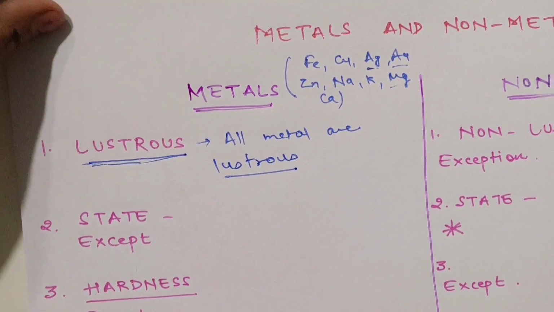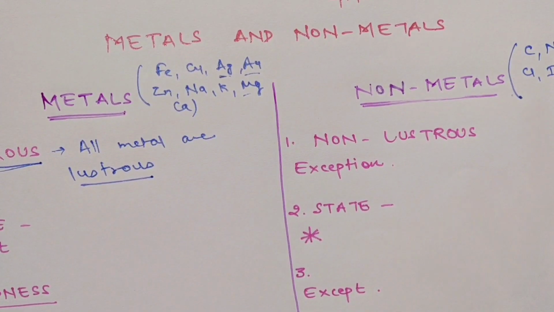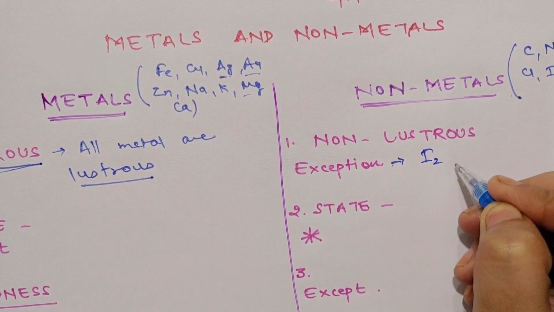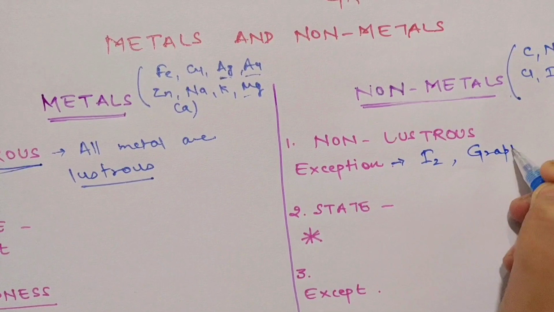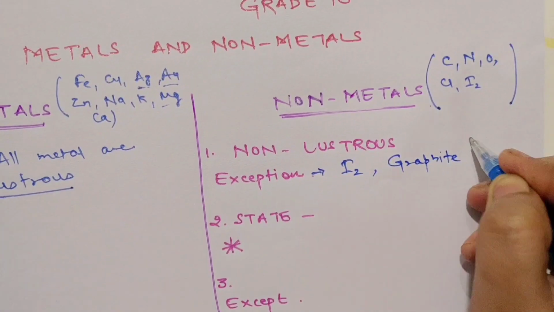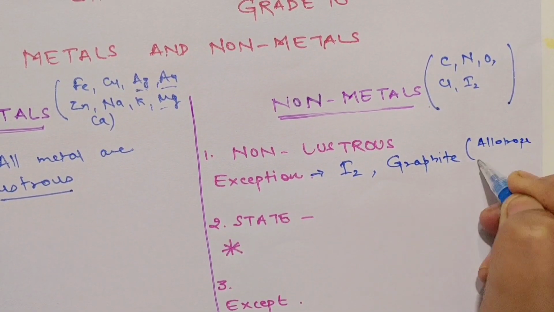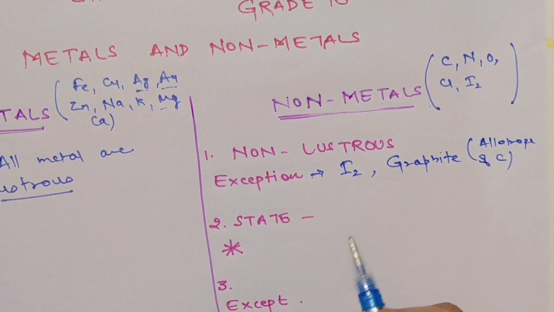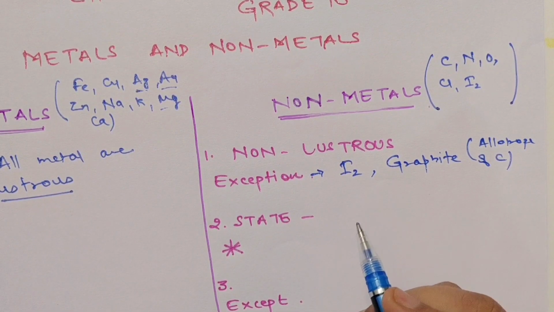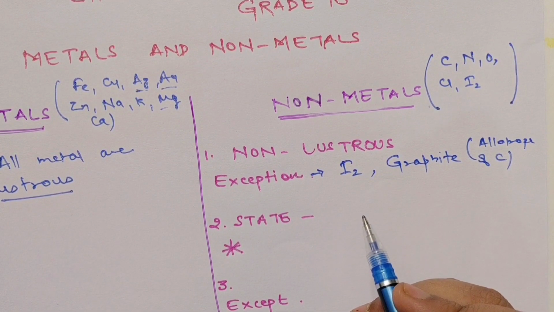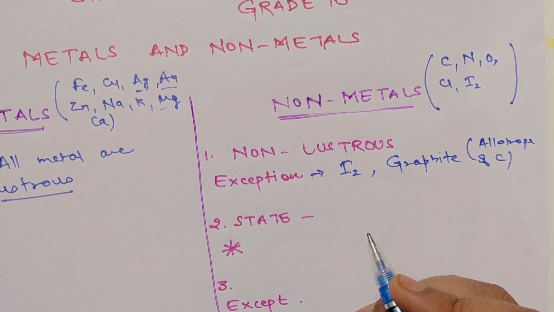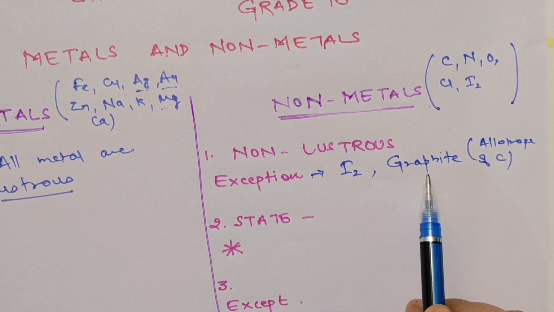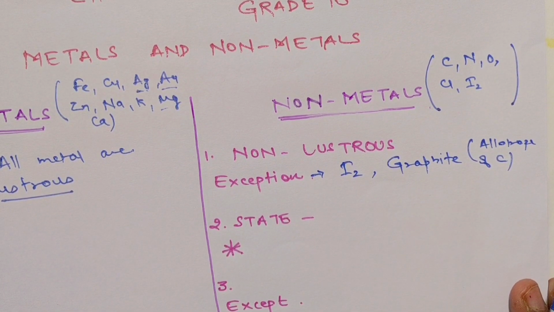Okay, non-metals are non-lustrous, except, there is an exception here, except iodine. Iodine is lustrous. And graphite. What is graphite? Graphite is an allotrope of carbon, which we know is a non-metal, right? So graphite is a lustrous non-metal. Some people write diamond also. I would beg to differ here. The thing is, diamond has shine, but it's not metallic luster. It's the crystal luster that it has. Okay, so I won't count diamond as a lustrous non-metal.